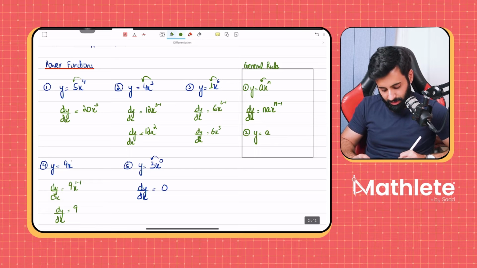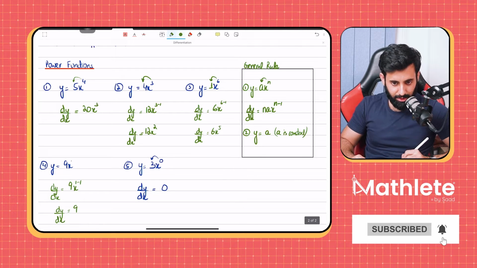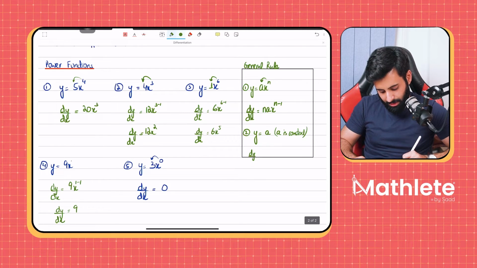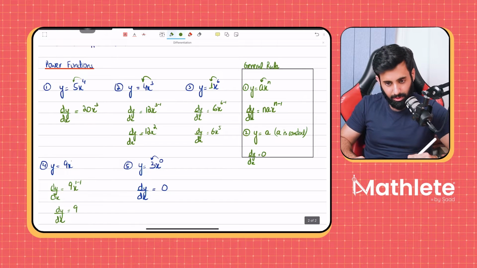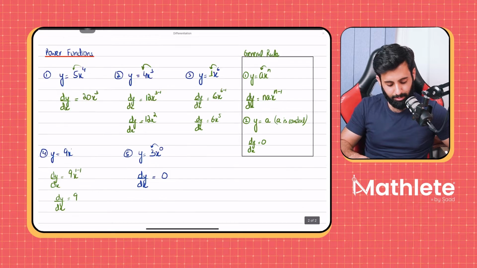Okay, and why do they make sense? Let me write this down first, then I'll explain. So if you have y is equal to a, where a is a constant, and then if you differentiate it, what happens? dy by dx is equal to 0. Okay, so two standard rules that I want you guys to keep in mind all the time.